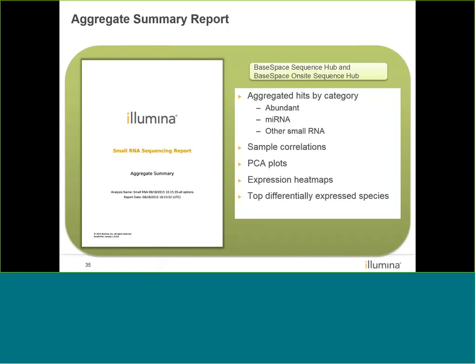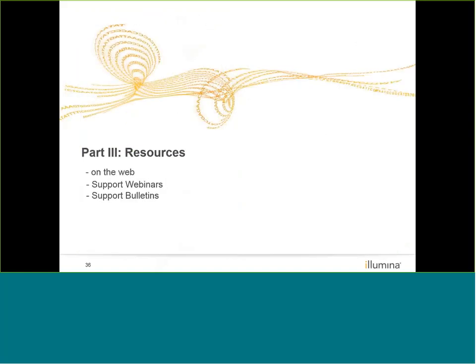You'll get your sample correlations like before. You'll get PCA plots, more expression heat maps. You'll get the top differentially expressed species for each of your pairwise analyses. A lot of information reported, but that is basically the workflow. You align, you count the hits to each reference sequence, novel precursor discovery, and differential expression analysis if you're using the BaseSpace options. And that's all I have for the analysis part of the webinar.